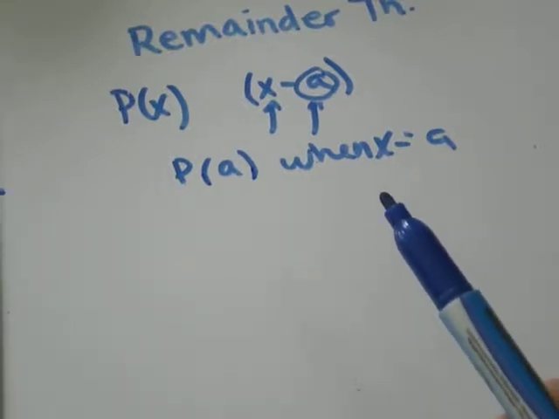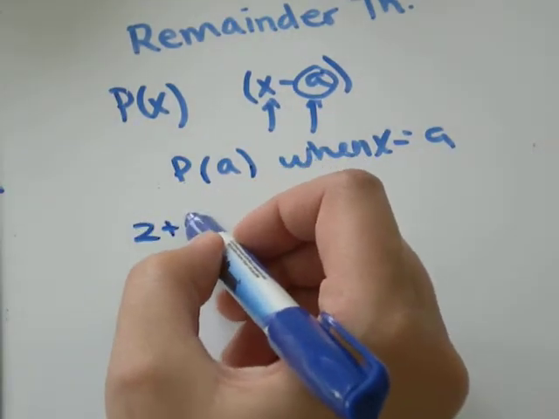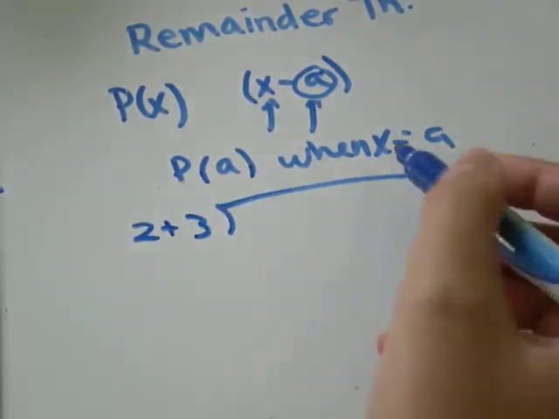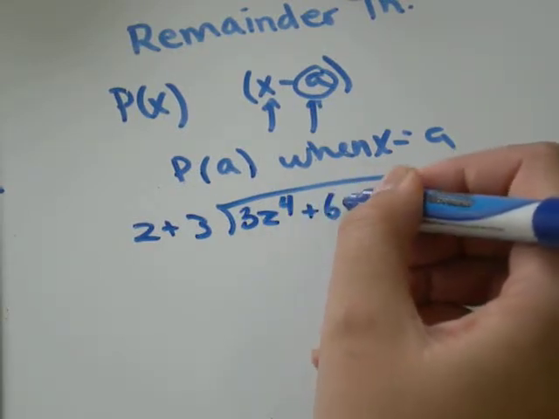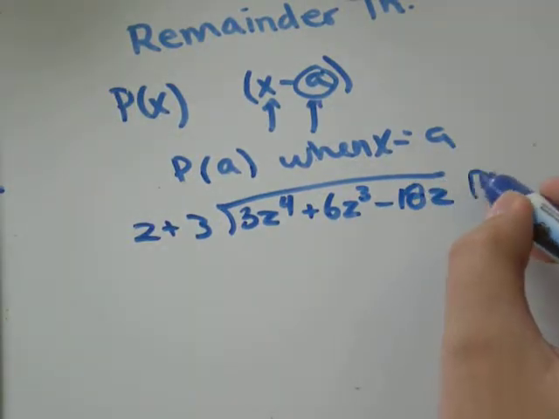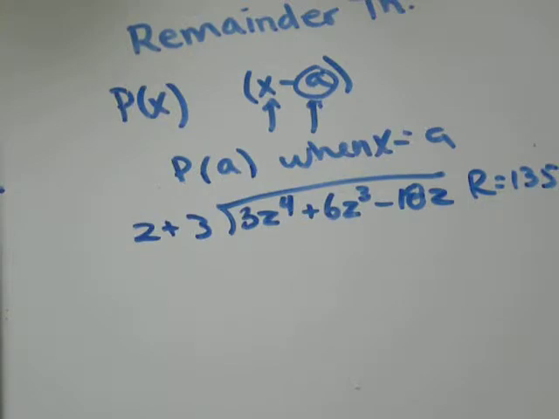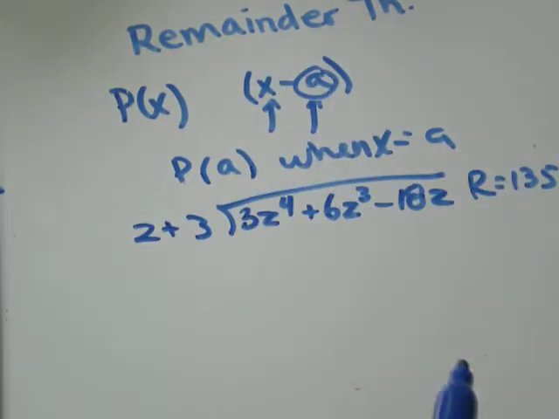In my last video, which was on dividing a polynomial by a binomial, I had this question: z plus 3 dividing 3z to the 4 plus 6z cubed minus 18z. And I found that my remainder was equal to 135. There would have been an easier way to figure out if z plus 3 was a perfect factor, and that would have been the remainder theorem. So we're going to do the same question, just a different way this time to find the remainder.